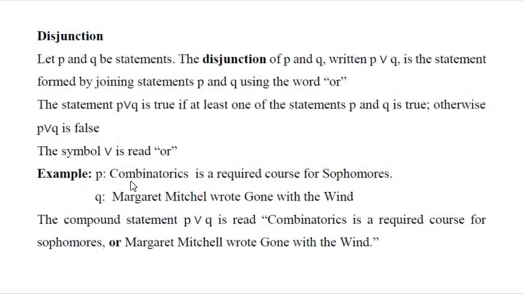For example, consider two propositions P and Q, where P denotes the proposition combinatorics is a required course for sophomores, and Q is a proposition Margaret Mitchell wrote Gone with the Wind. So the compound statement obtained by using the disjunction is P or Q: combinatorics is a required course for sophomores, or Margaret Mitchell wrote Gone with the Wind.